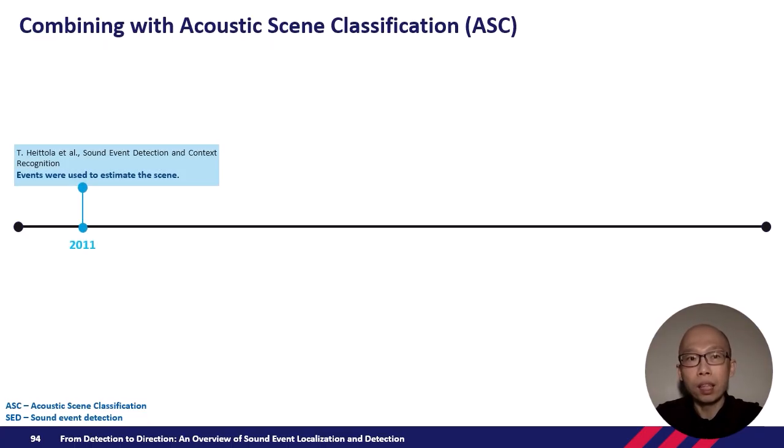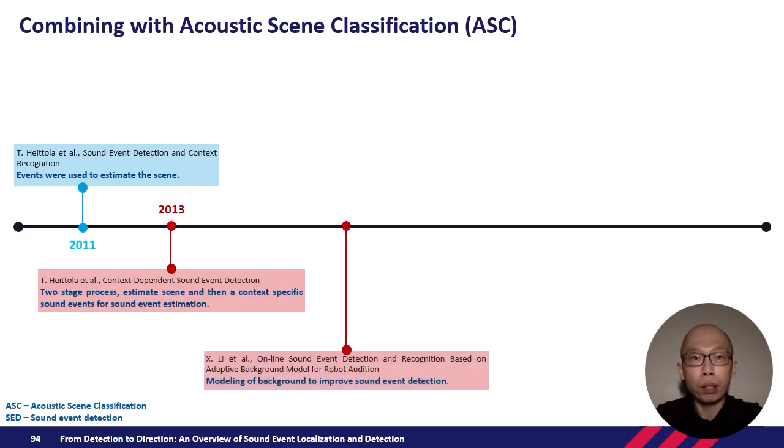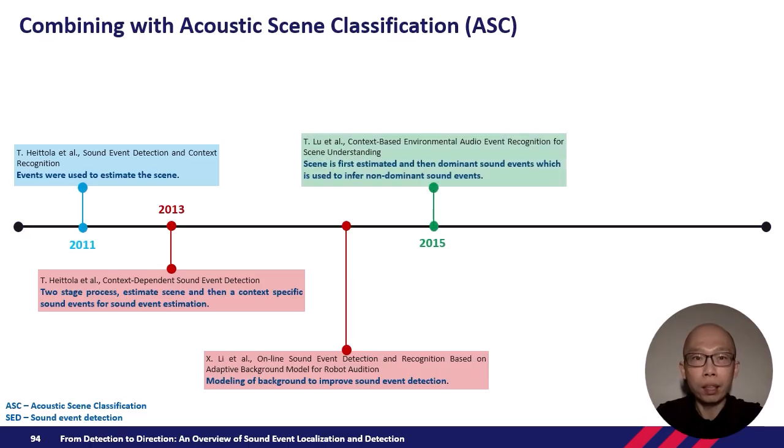In this study, sound events were used to estimate the sound scene that the sound events occur in. In 2013, a two-stage model was proposed where the scene is first estimated, and context-specific sound events are then selected for the detection of sound events. Sound event detection with adaptive background modeling to improve sound detection in a dynamic, noisy environment was also used in robotic applications. In 2015, Liu and colleagues presented a model that first estimates a scene and then identifies dominant sound events, which are then used to infer non-dominant sound events.